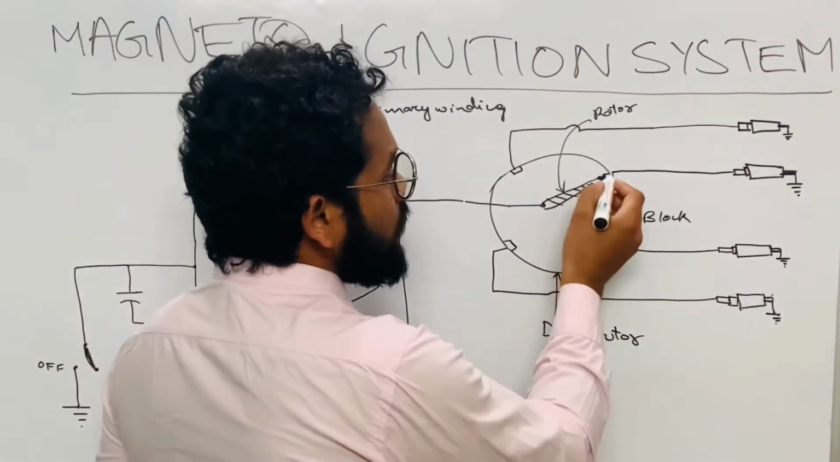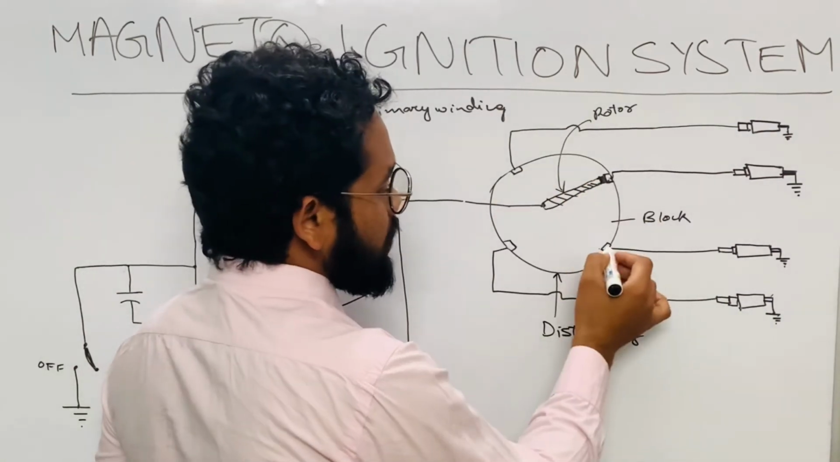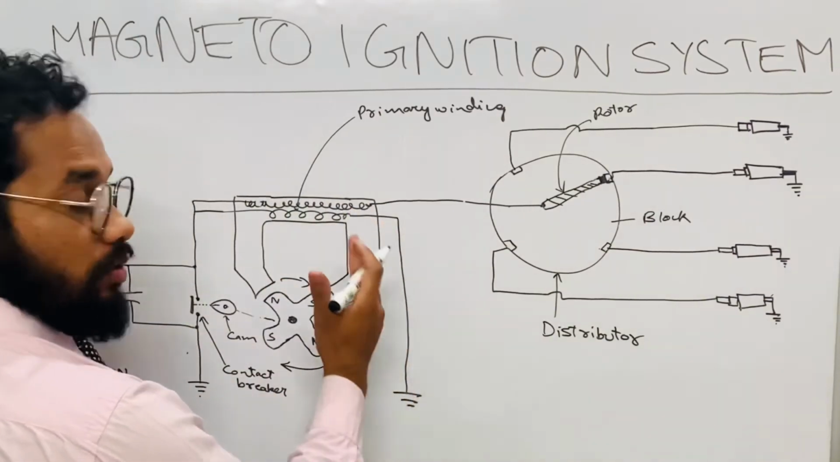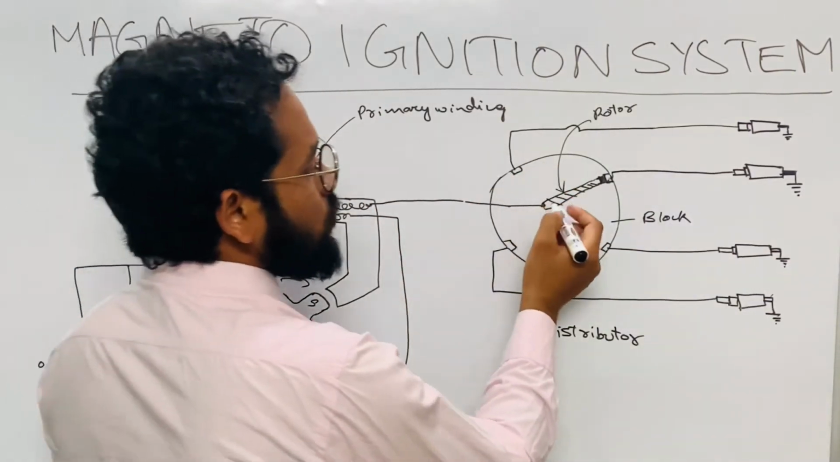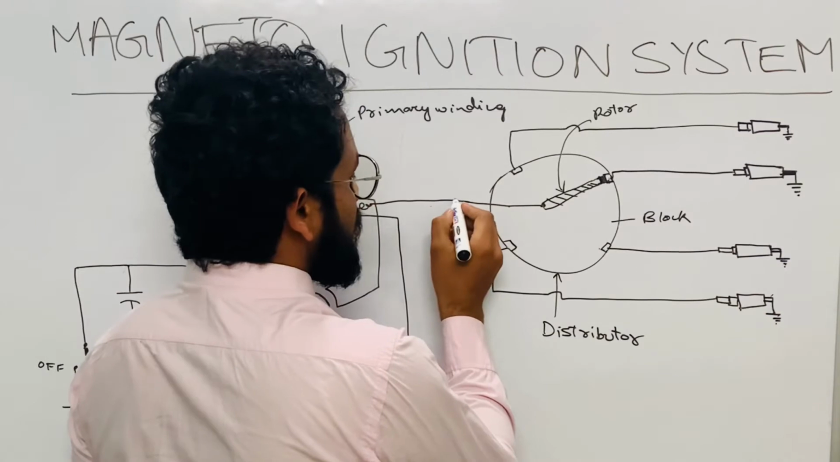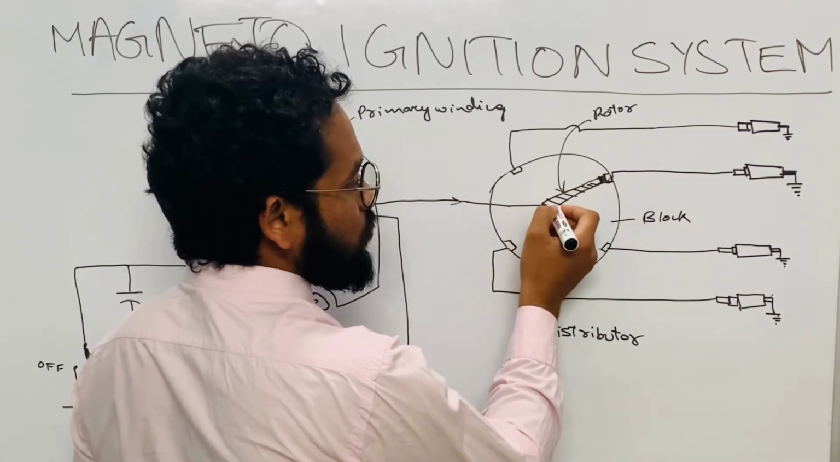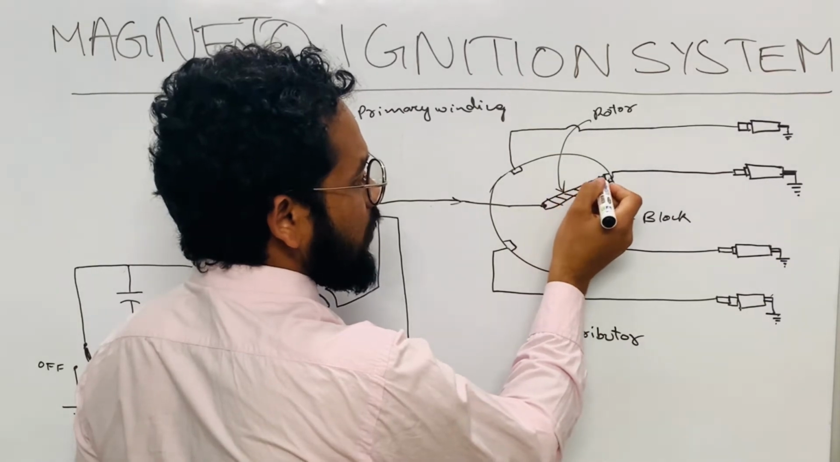Next, how will the segments get the supply? These segments get the high voltage supply from the magneto unit. So this is the magneto unit. Suppose the supply is coming from here, so the high voltage supply comes from here and is given here to this rotor. The rotor has this insulating and conducting part.